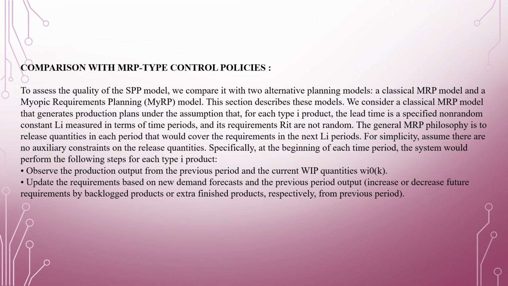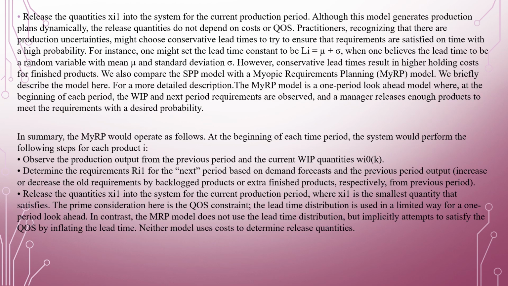First, observe the production output from the previous period and the current WIP quantities, WI of K. Update the requirements based on new demand forecasts and the previous period output. That is, increase or decrease future requirements by backlog products or extra finished products, respectively, from the previous period. Then release the quantities Xi1 into the system for the current production period. Although this model generates the production plans dynamically, the release quantities do not depend on costs or QoS.